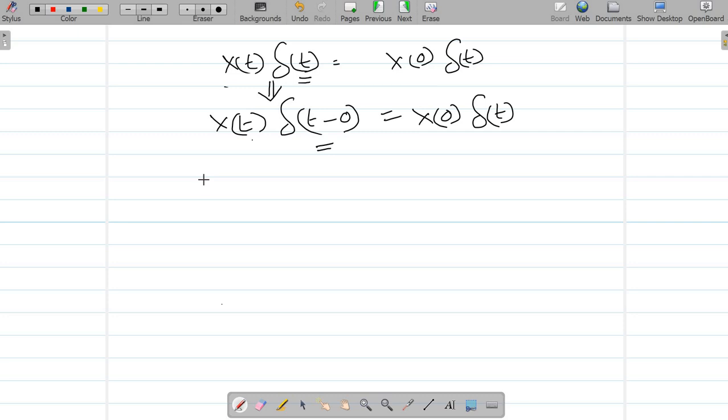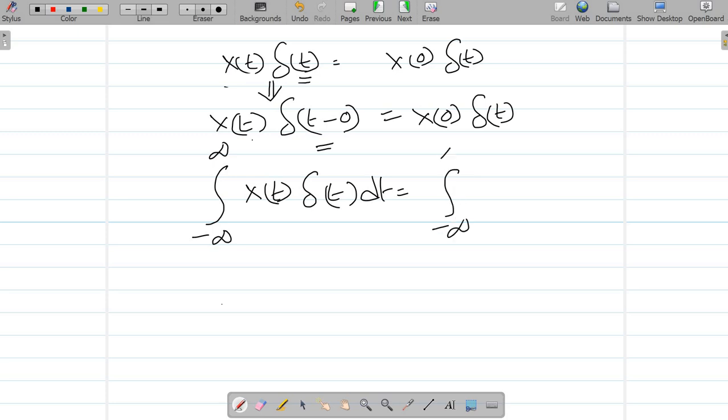Let us go back to the property. It was the integral from negative infinity to positive infinity of x of t into delta of t dt, and this will become the integral from negative infinity to positive infinity of x naught into delta of t dt. Now this x naught is a constant. Earlier it was a variable, a function of t. X of t was a function. After doing this operation, it got evaluated to this.